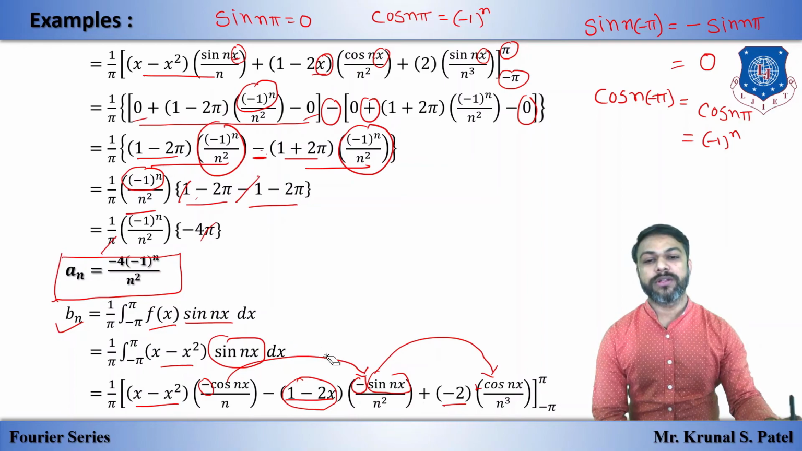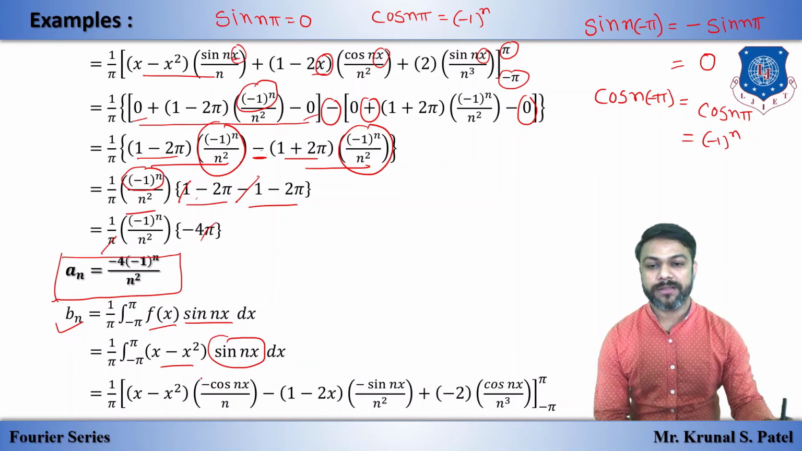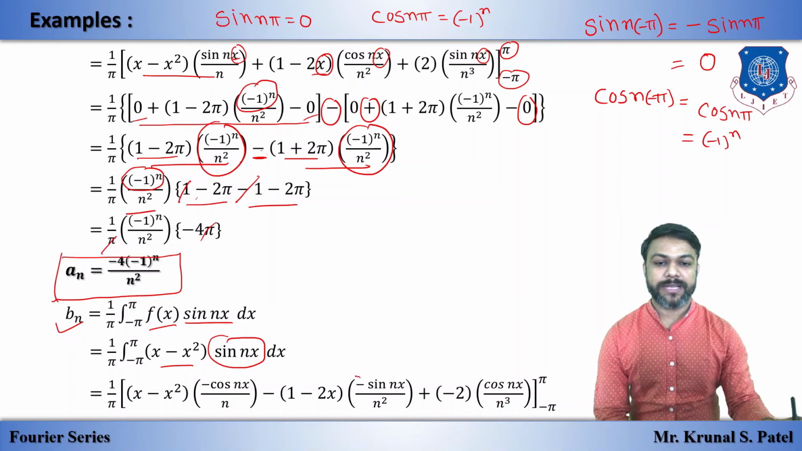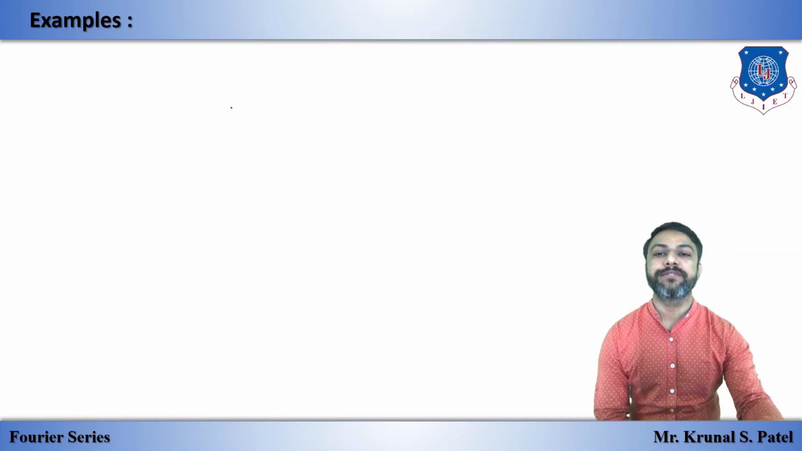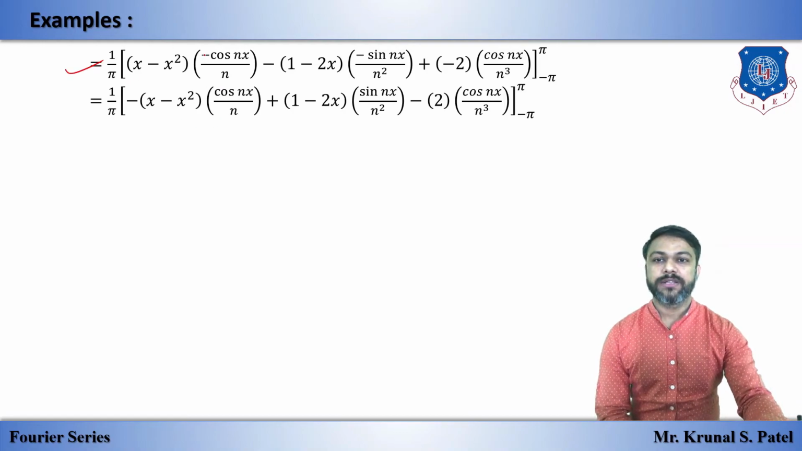Now as I told, we take the minus outside from this bracket. So we have minus here, this minus and minus become plus, and this minus and plus become minus, so we have this step. Okay, this is as it is from the previous slide, so minus outside, the minus minus becomes plus, and this plus minus becomes minus.